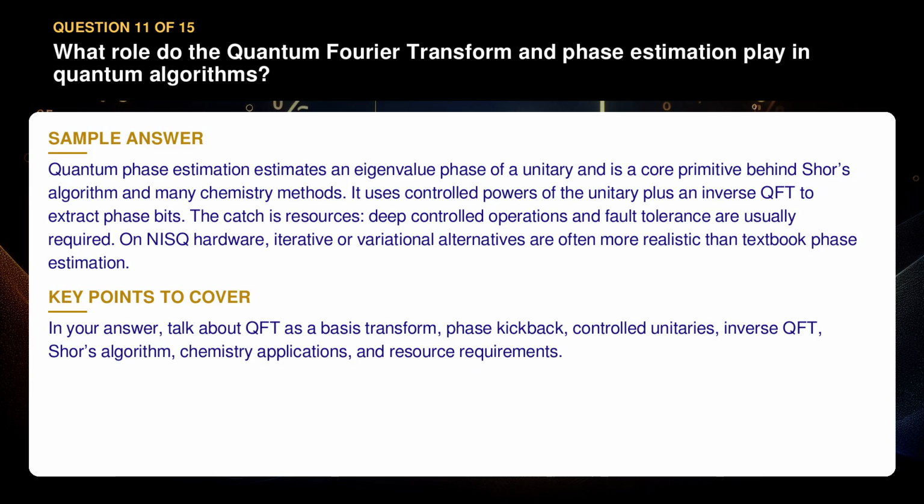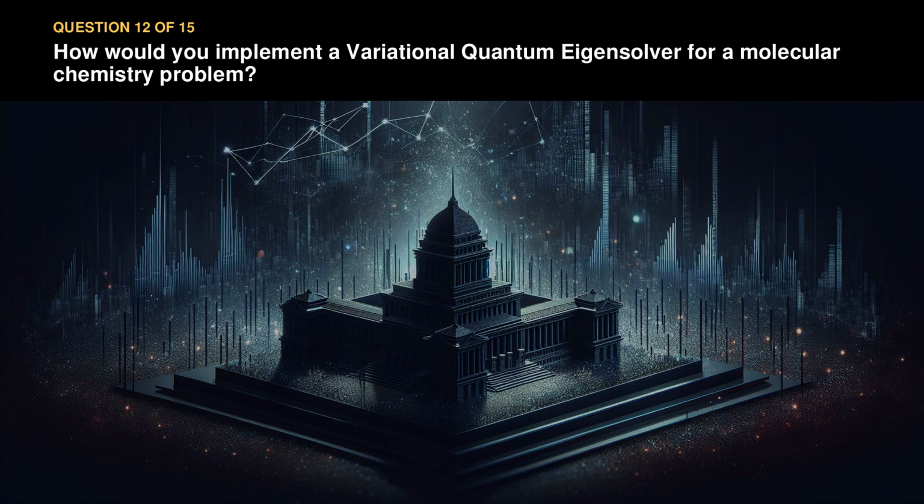In your answer, talk about QFT as a basis transform, phase kickback, controlled unitaries, inverse QFT, Shor's algorithm, chemistry applications, and resource requirements. Question 12. How would you implement a variational quantum eigensolver for a molecular chemistry problem?